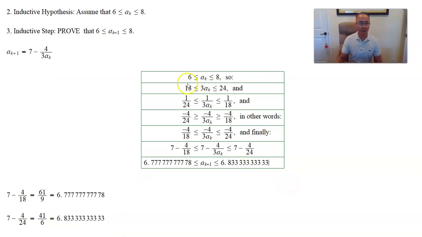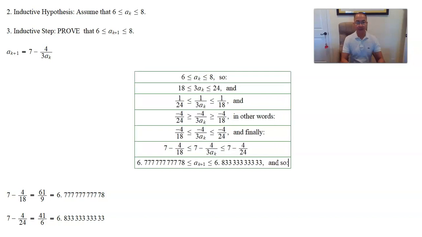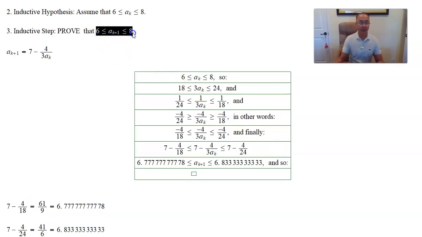Okay, but what's our goal? I wanted to show that a sub k plus 1 is at least 6 and at most 8. What we have shown is that it's at least 6.7 and at most 6.8. So is it still true that a sub k plus 1 is at least 6? Yeah, because this is bigger than 6 and this is smaller than 8. And so we have succeeded. Our next term really is between 6 and 8. Ta-da! So that is the complete proof that our sequence is bounded by 6 and 8. Bounded above by 8, bounded below by 6.